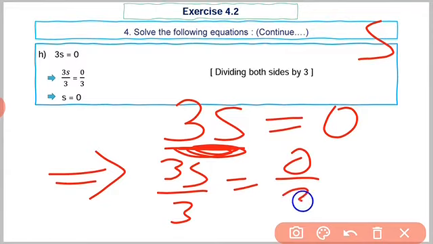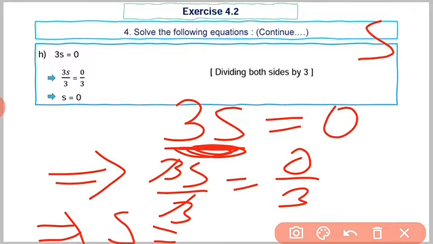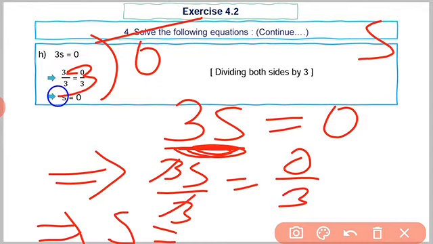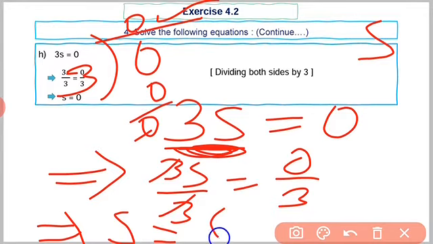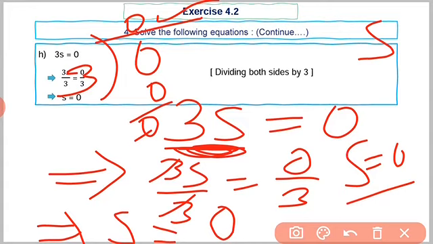0 divided by 3. This 3 cancels out. So we are left with s on one side, and 0 divided by 3 means when we divide 0 by 3, the answer is 0. So s is equal to 0 is the solution to the equation.